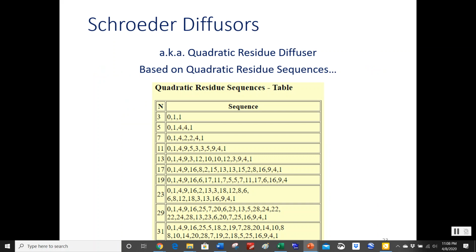It goes by two different names. These days it's mostly known as a quadratic residue diffuser, but the guy that invented it, developed the math for it, was Schroeder, so sometimes they're called Schroeder diffusers too. But they're based on quadratic residue sequences. So you have this N, capital N, an odd number, so 3, 5, 7, 11. Whatever your N is, that's how many integers you're going to have here. And these are determined from this quadratic residue sequence.